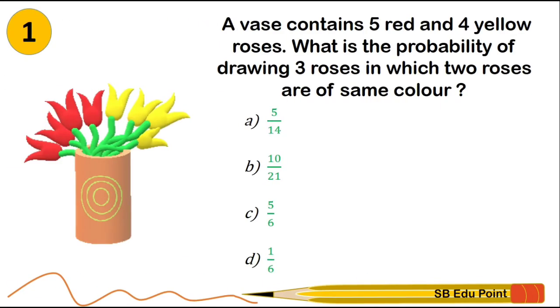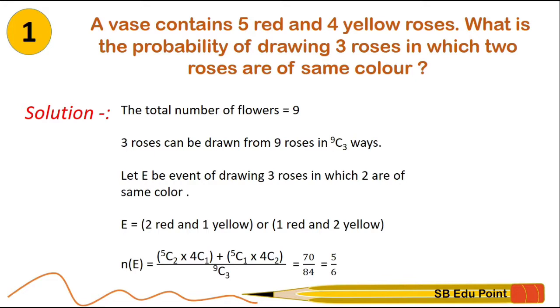Okay, so first question says that there is a vase which contains 5 red and 4 yellow roses, and we have to find the probability of drawing 3 roses in which 2 roses are of same color. So friends, now you can pause the video and give it a try, and after that you can see the solution. Okay students, now let's check the solution for this question.